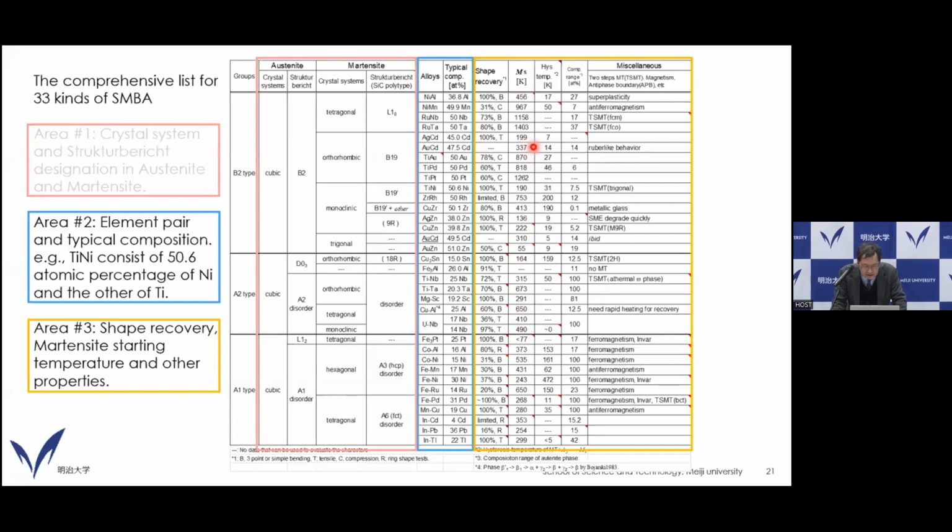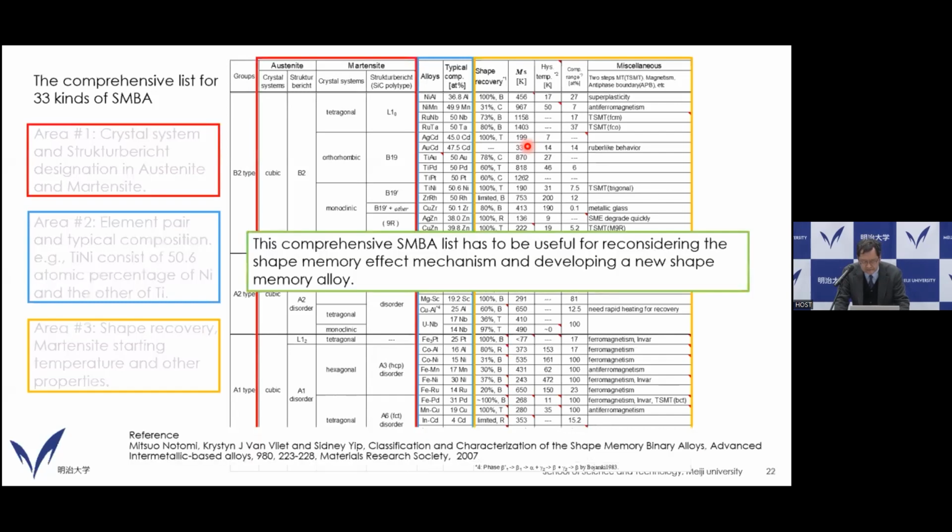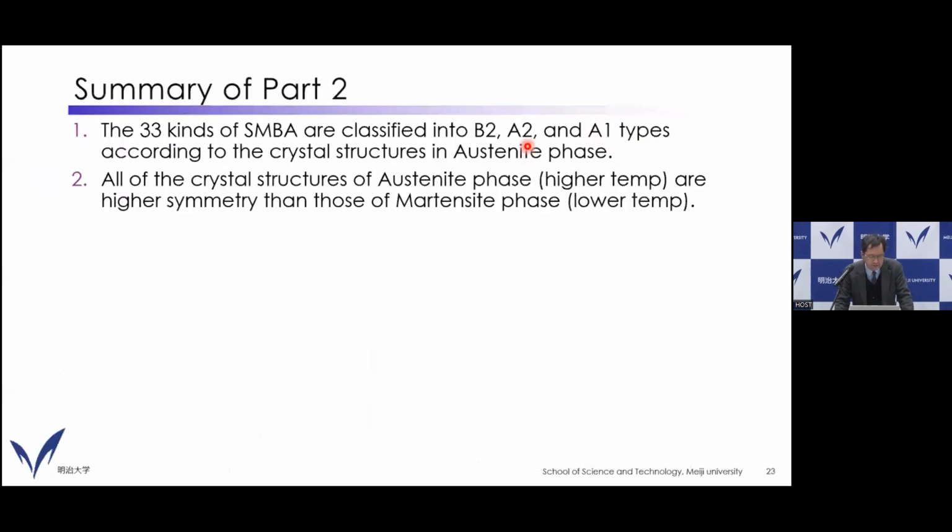And this is more than 1,000. So this property expands the ability for application of shape memory alloys. So we can select the temperature at which shape recovery starts. This comprehensive shape memory binary alloy list should be useful for reconsidering the shape memory effect mechanism and developing new shape memory alloys. Okay, I'll show you the summary of part 2.